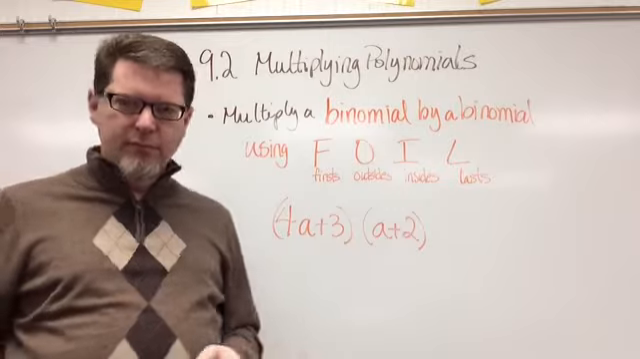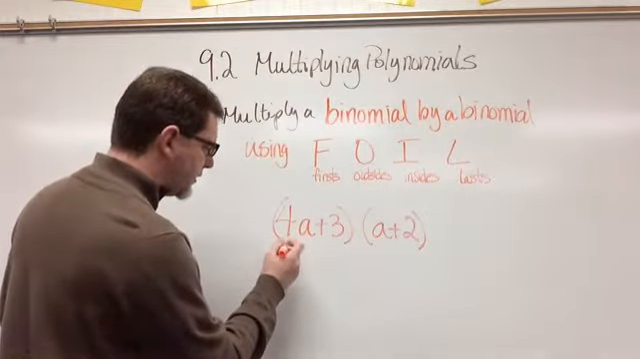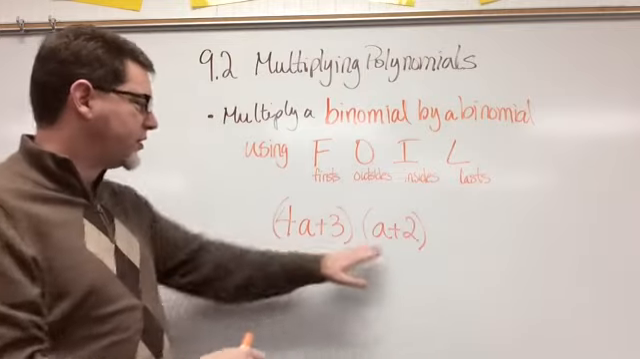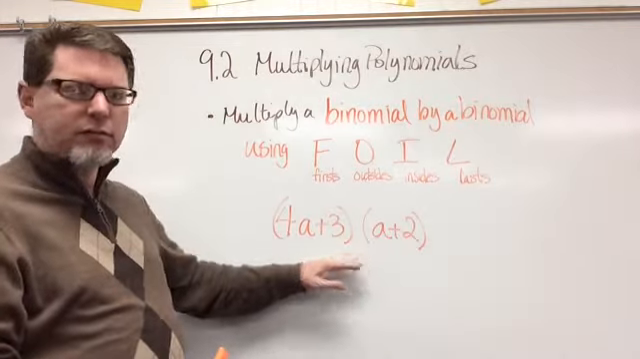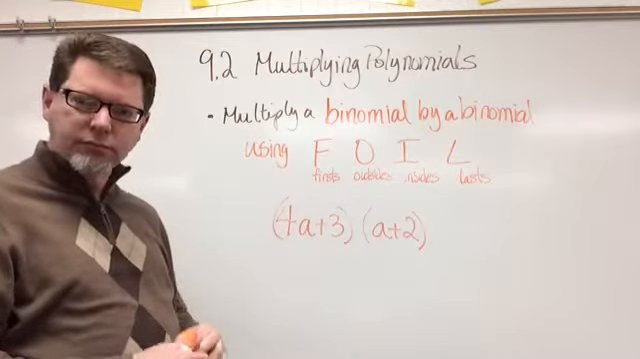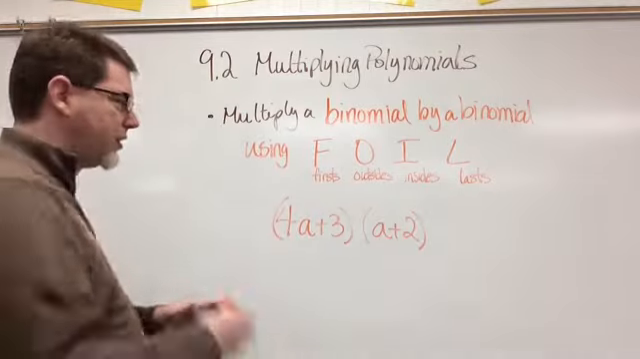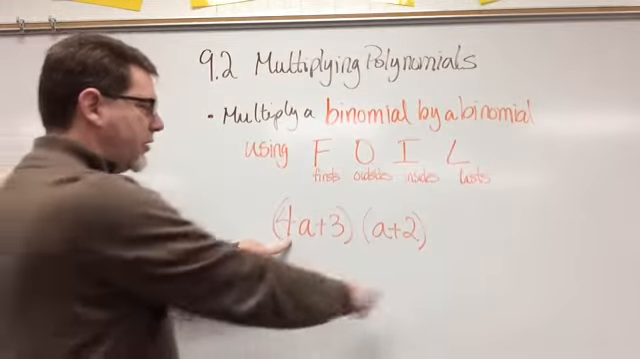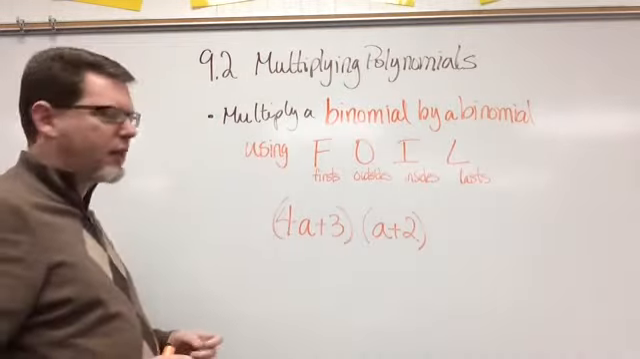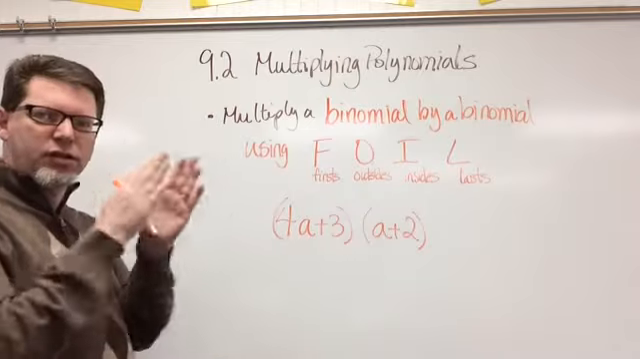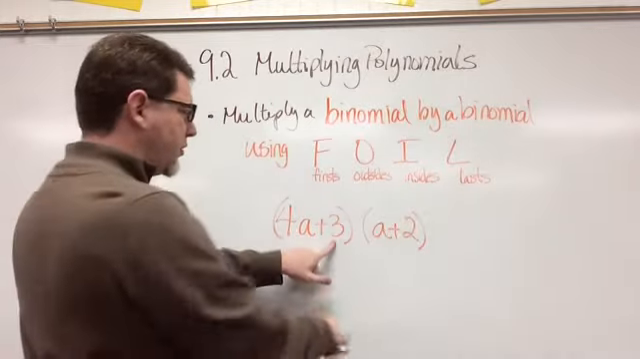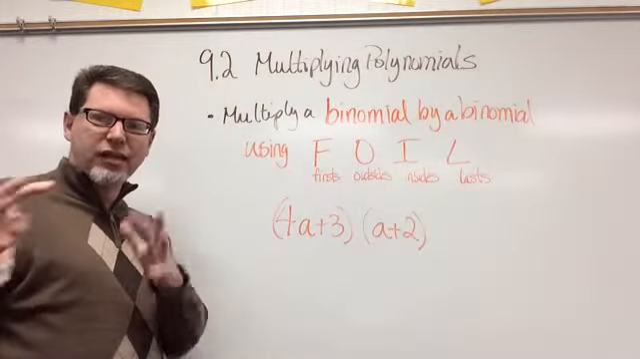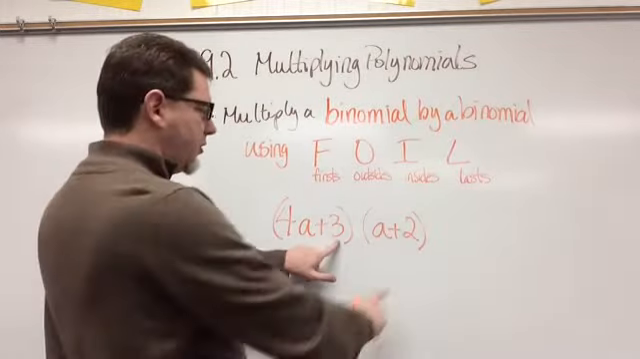What does that mean? The 4a and the a are the first term in each set. That's where first comes from. The outside terms, which ones are farthest outside of the entire problem? That would be 4a and 2. Insides, which ones are closest inside? That'd be the 3 and the a. And lasts, which are the lasts in each of their binomials? That would be the 3 and the 2.